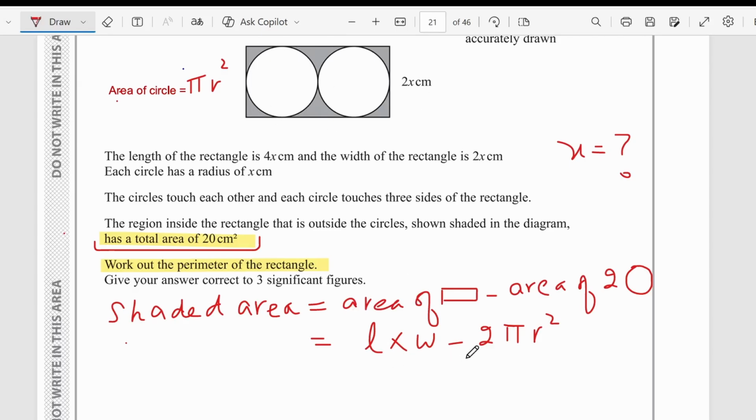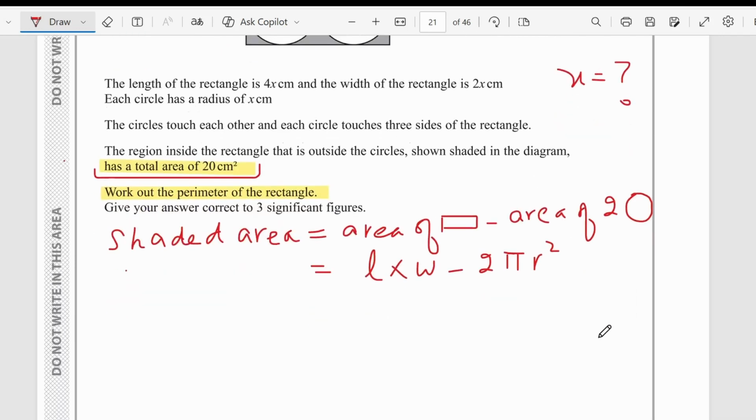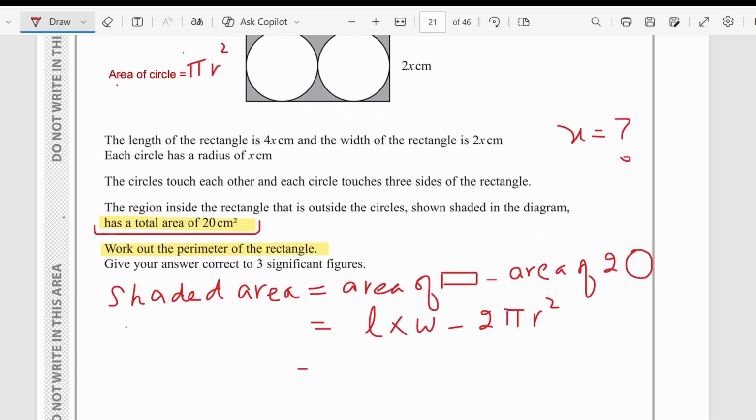So length times width minus 2 pi r squared, as the area of one circle is pi r squared and the area of two circles would be 2 pi r squared. If we substitute the values, length is 4x times width is 2x, minus 2 times the value of pi, which is 3.142, and r is x, so x squared would be there.